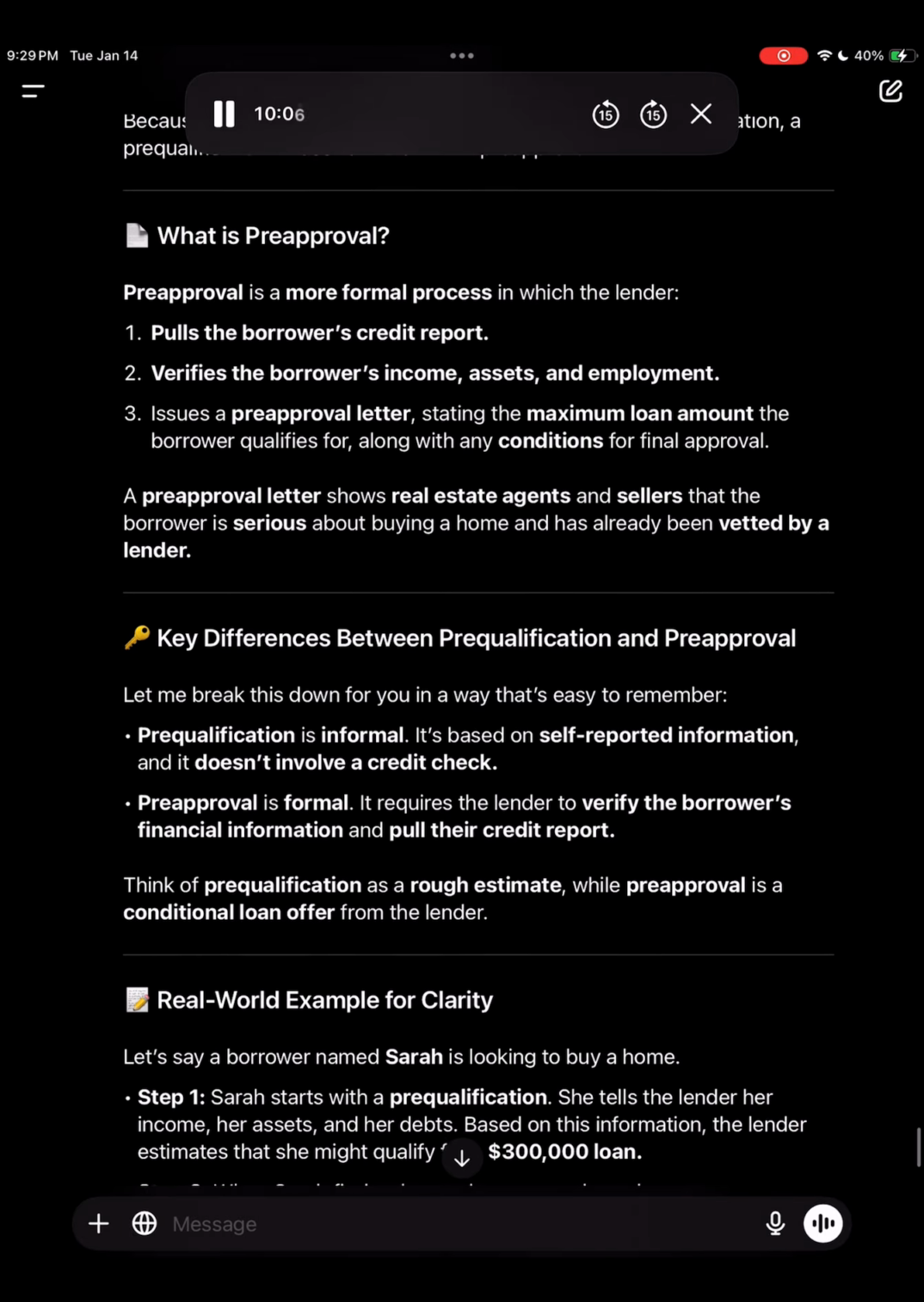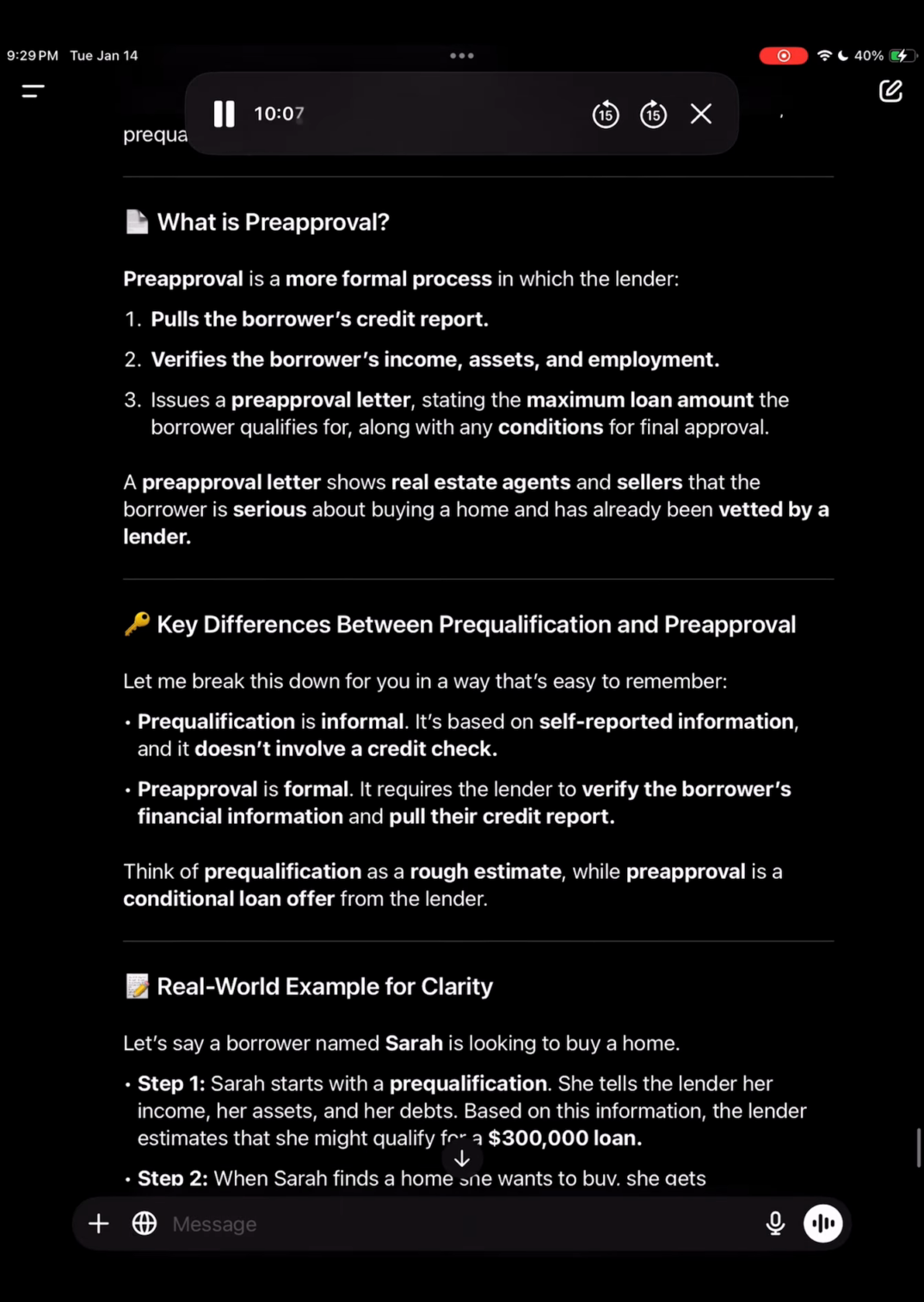Key differences between pre-qualification and pre-approval. Let me break this down for you in a way that's easy to remember.